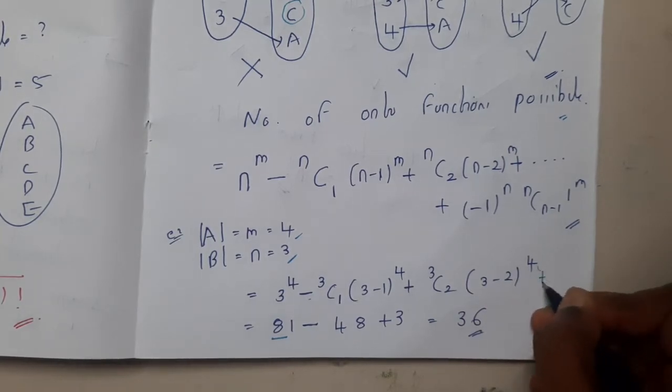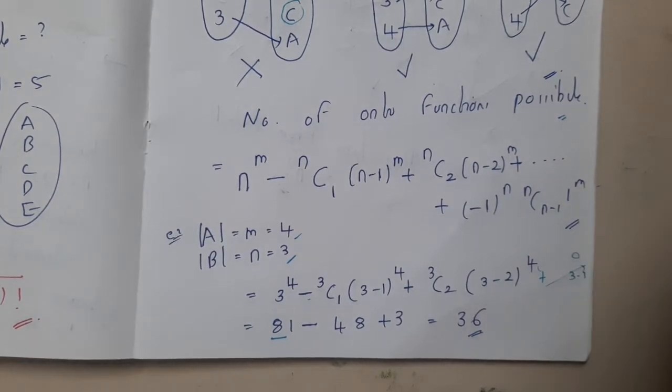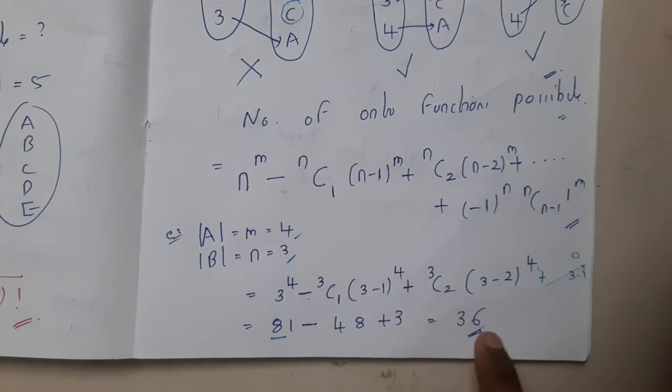Even if I continue, it will be 3 minus 3, so the result will be 0. That is the reason why I have stopped there. Just by solving it, we got 36 as the result. So these are the onto functions if the number of elements are these.